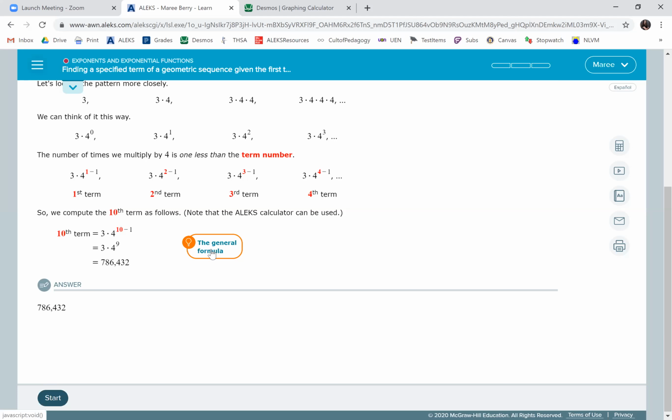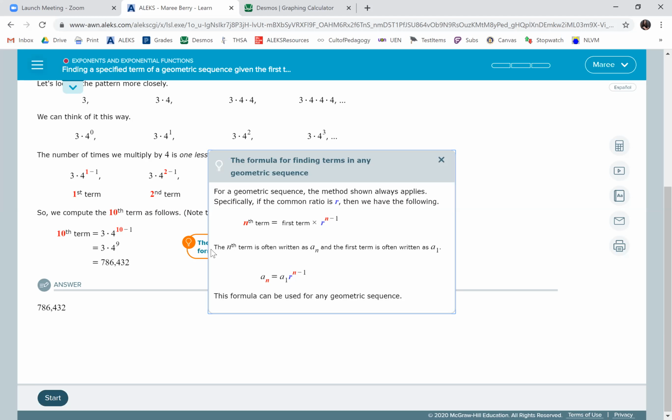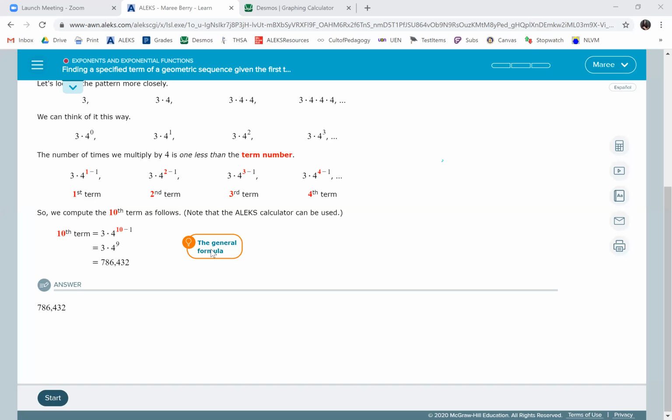So there is a general formula, and we'll write it down here. The nth term is just the first term times the common ratio raised to the n minus 1 power. So a sub n, the nth term, equals a sub 1, which is the first term, times the common ratio, which we call r. And we take that r and raise it to the power of n minus 1. Now, we actually have to do the power first, and then we multiply, for order of operations.